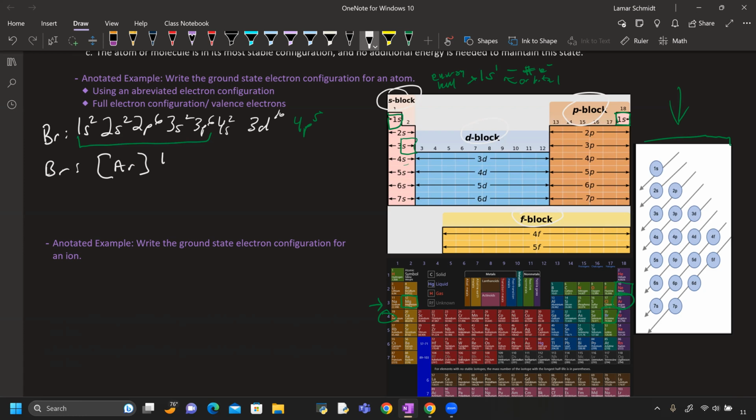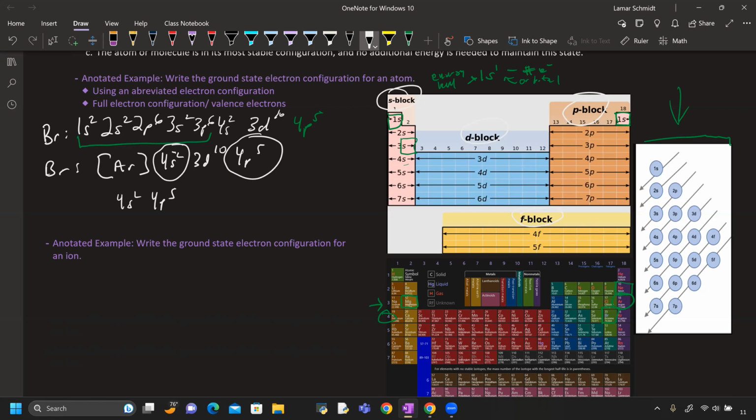Well, we know 4s2, 3d10, and then 4p5. All right. So we have to count those 3d10 electrons after the noble gas configuration because they come after argon on the periodic table. And then if I asked you to write just the valence electron configuration for bromine, then you would look at just the highest energy level. The highest energy level is 4. So we would say 4s2, 4p5. And that's all there is to that.